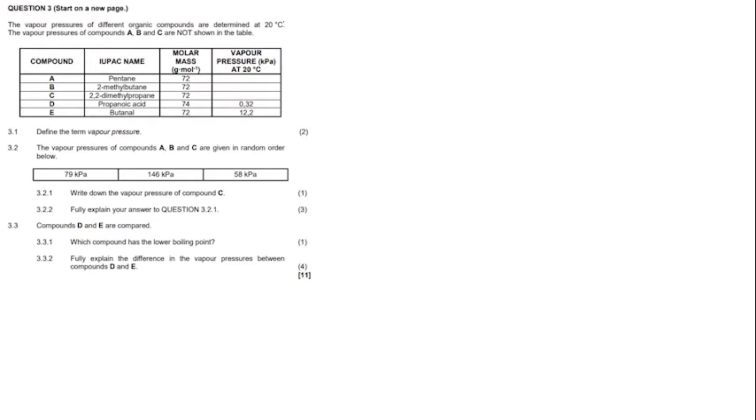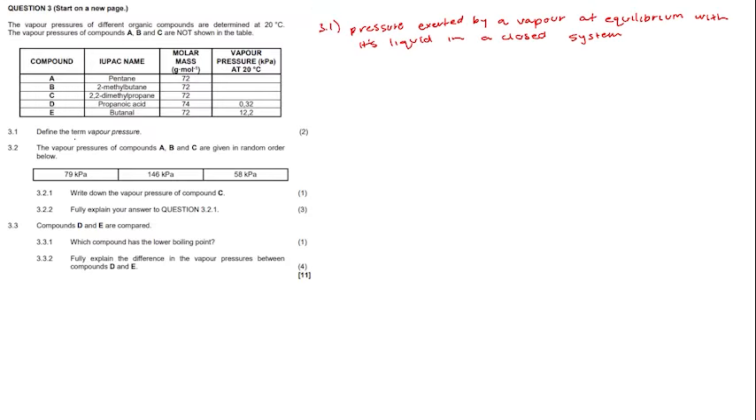Define the term vapor pressure. So vapor pressure is the pressure exerted by a vapor at equilibrium with its liquid in a closed system. Question 3.2. The vapor pressures of compound A, B, and C are given in random order below. Question 3.2.1. Write down the vapor pressure of compound C.